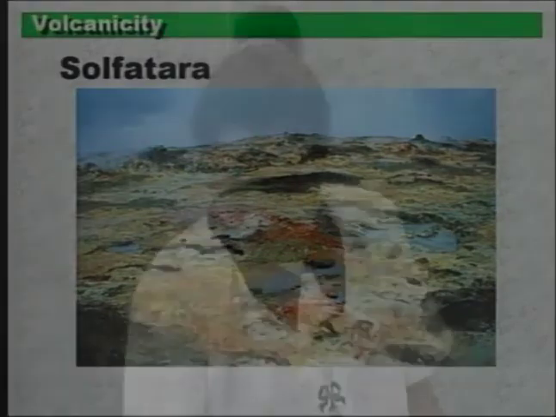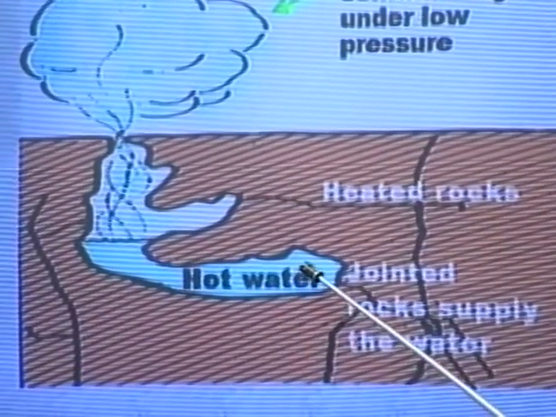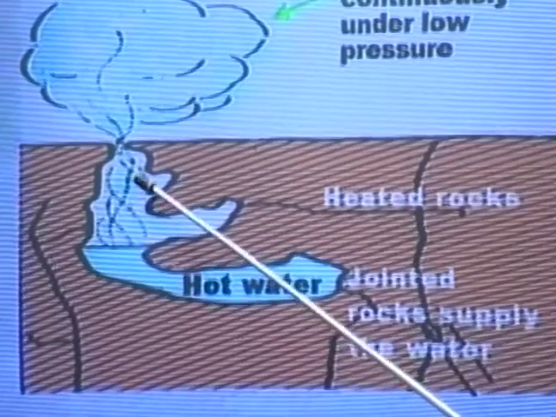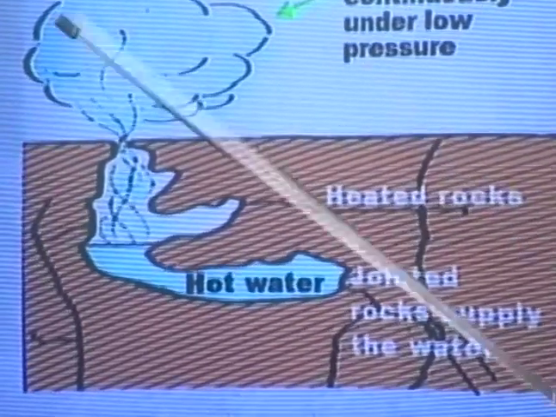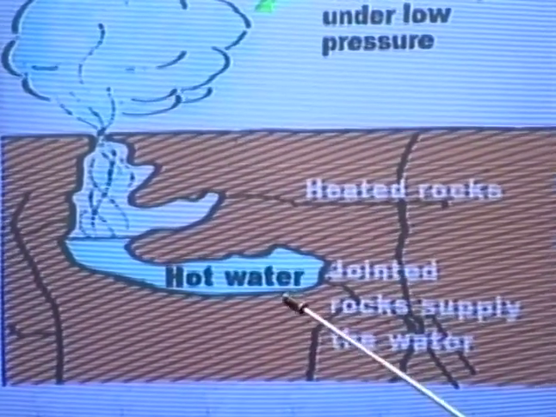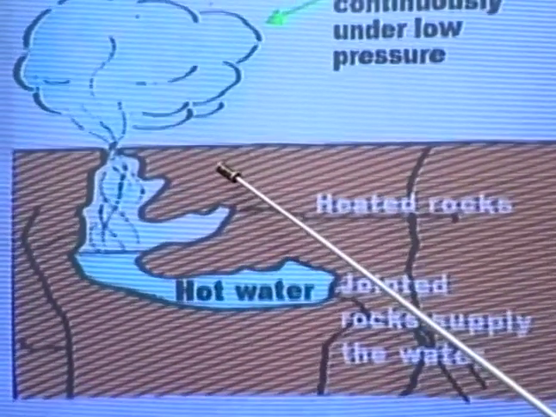Let's look at the formation of Sulfataras and fumeroles. The diagram here is showing us, again, water gets collected in cracks underground and stored, but this time the difference between the Sulfatara and the Geyser is that the water is not ejected to great height. Rather, it's only steam and gases which are being released. And that's the difference between fumeroles, Sulfatara, and geysers.